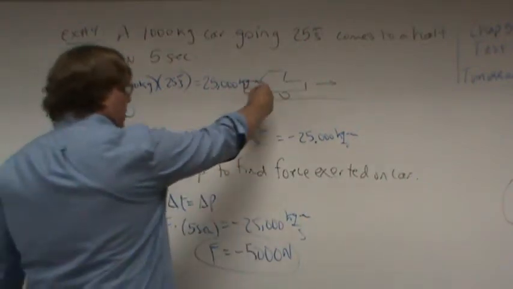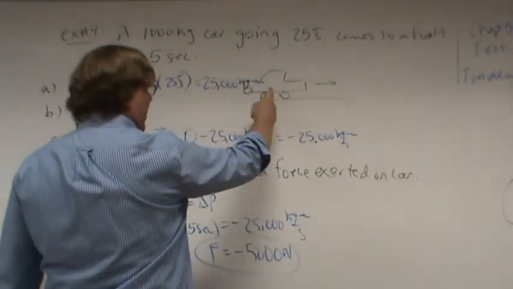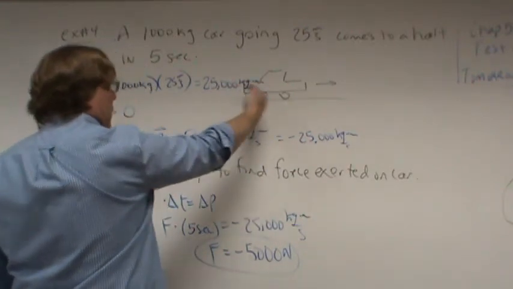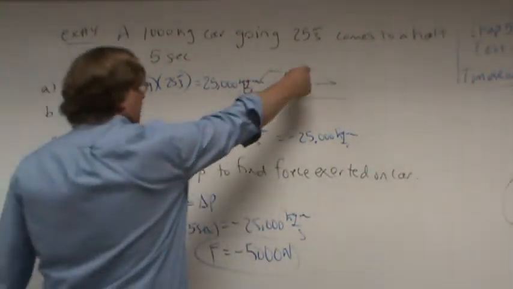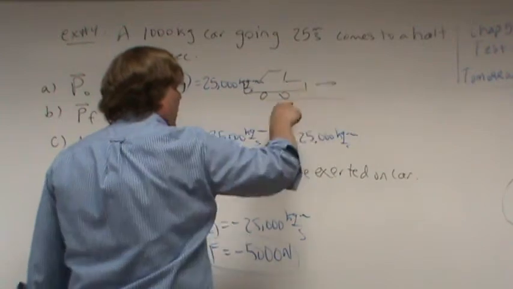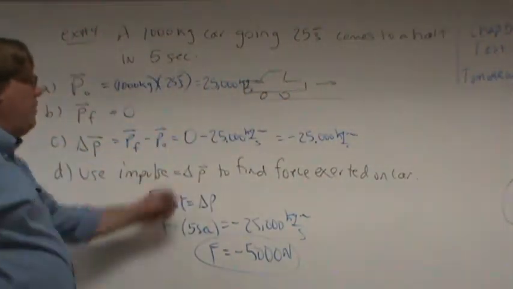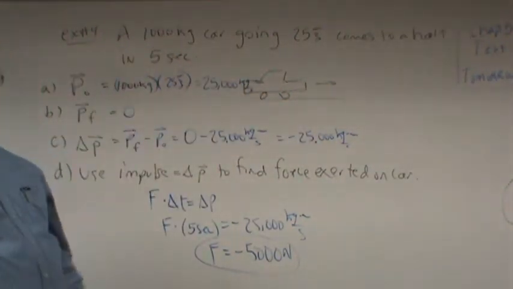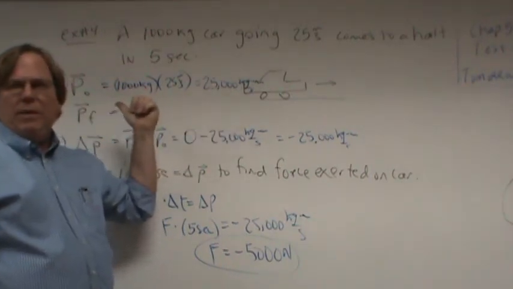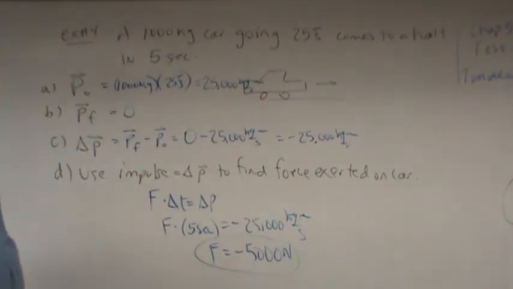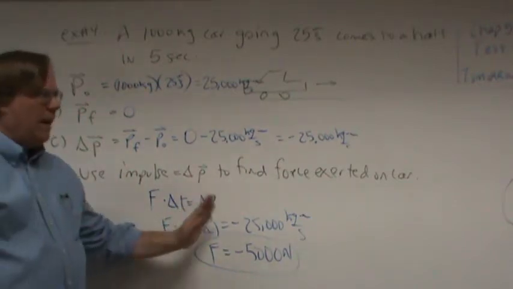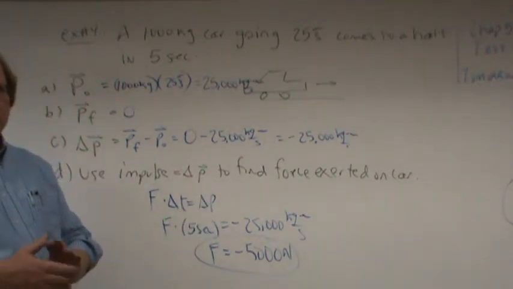It could be the brakes, the friction between the wheels and the road exerting a force that way to slow you down. Maybe Spider-Man is in front of the car and he's exerting a force that way, or maybe you've got a parachute that deploys. But regardless, the force has to be in the negative direction if it's going to result in a change in momentum that's negative. Okay, any question or problem on that?